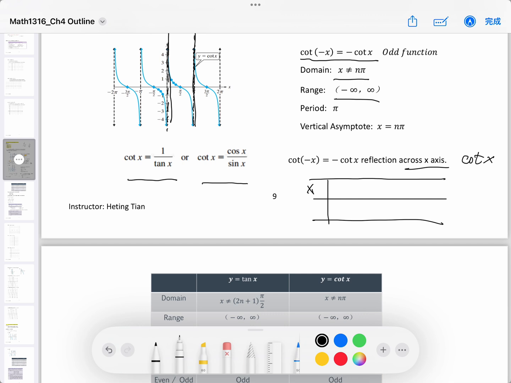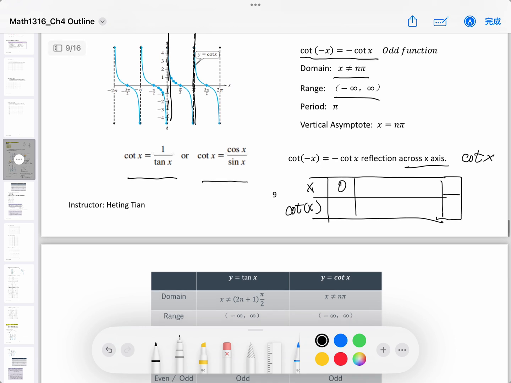We can say the important information in 1 full cycle of x and cotangent x. The first is the initial vertical asymptote, this is 0. And the last one for 1 full cycle is pi. Between them, we need to have 3 key points. This is 0, this is pi, and we cut it into 5 equal parts.